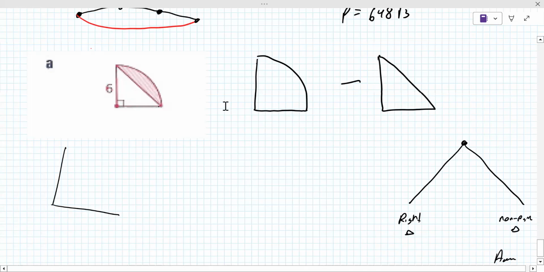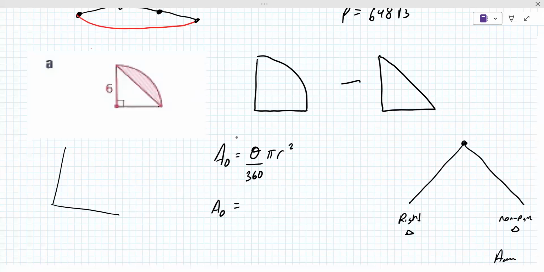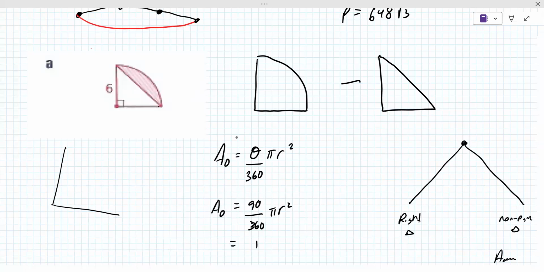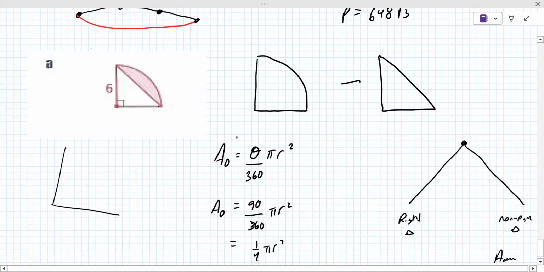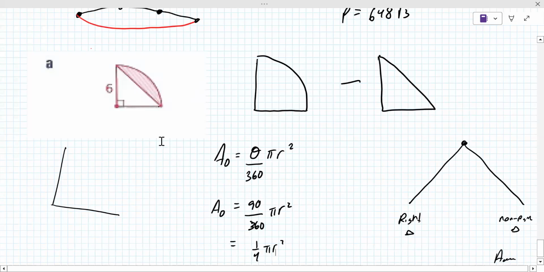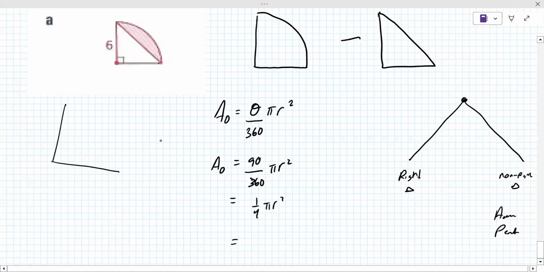So the area of the quarter circle, you start with the area of a full circle. Well, it's pi r squared, but we're not going all the way around. We're going some angle out of 360. In fact, we're going 90 degrees out of 360, hence the quarter circle. So what is the radius in this problem? 6. 6. So it's a quarter pi 6 squared, like that.